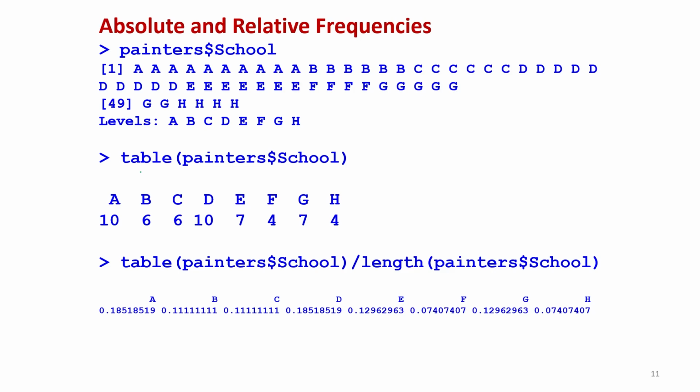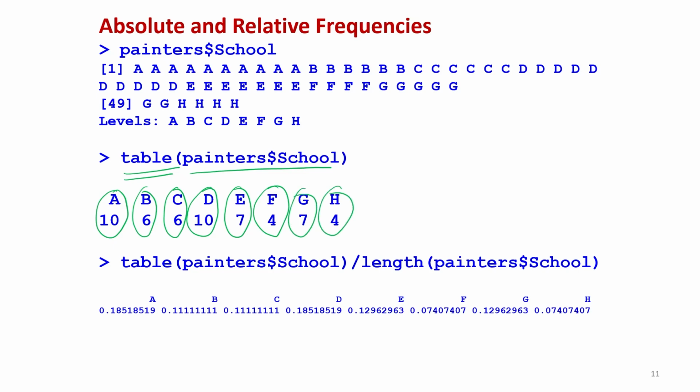So I can simply use the command table(painters$school), and you can see it is telling me that category A has 10 painters, category B has 6 painters, category C has 6 painters, category D has 10 painters, category E has 7, F has 4, G has 7, and H has 4 painters. And similarly, if you try to find out its relative frequency, then you can write table(painters$school) divided by length(painters$school).